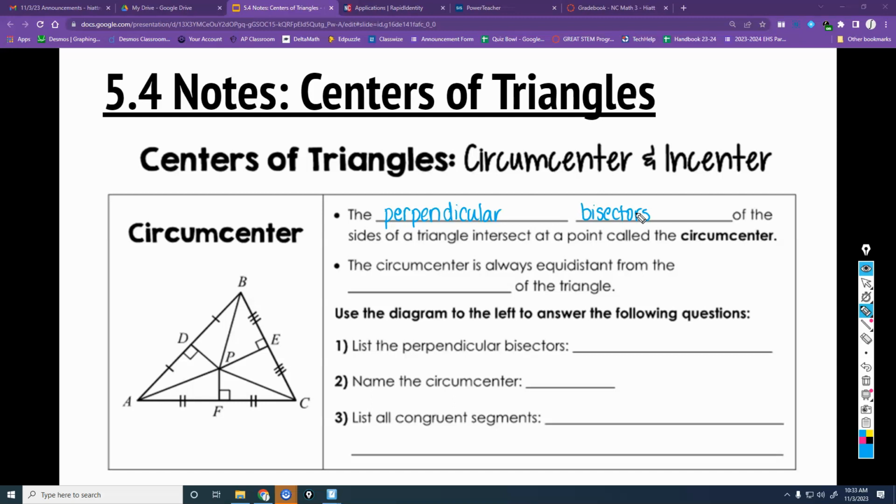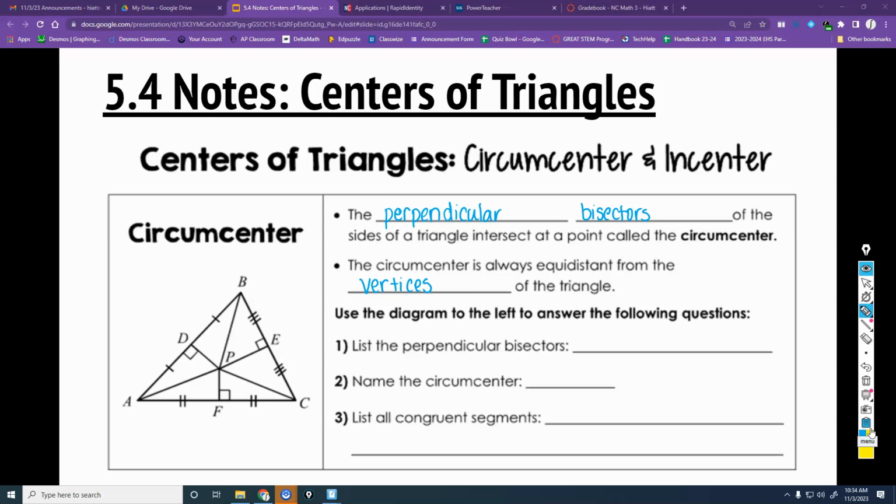The circumcenter is always equidistant from the vertices of the triangle. Okay, so let's look at our picture and talk about what this means. The perpendicular bisectors of a side are the segments that cut a side in half and are perpendicular to that side. So, for example, can somebody give me the name of one of those perpendicular bisectors?